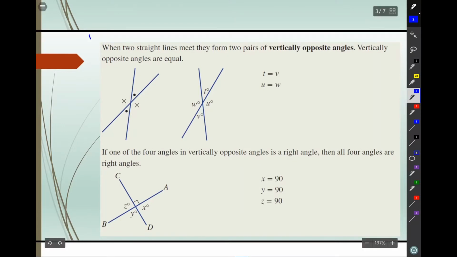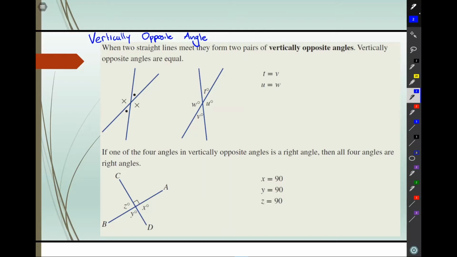Another heading I need you to put in your books is vertically opposite angles. And this is one of the most useful tricks that we can have in our bag when we're dealing with angles. We're going to use vertically opposite angles a lot in this unit and going forward in our study of maths.